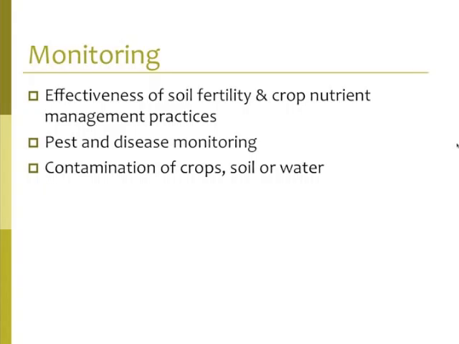Okay, moving on from the inputs part of the organic system plan, the plan also needs to include a description of your monitoring practices and procedures. This would include how you monitor the effectiveness of your soil and crop nutrient practices, such as monitoring your yield, measuring soil organic matter, or taking soil tests. The plan should also show how you monitor for pests, weeds, and diseases, and how you monitor for contamination of crops, soil, and water.